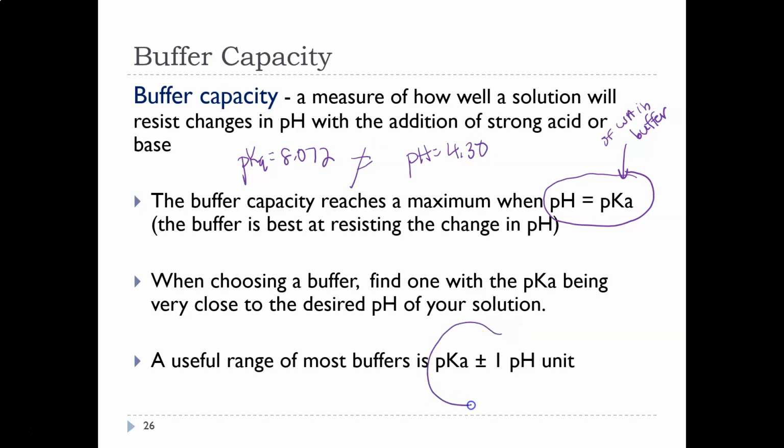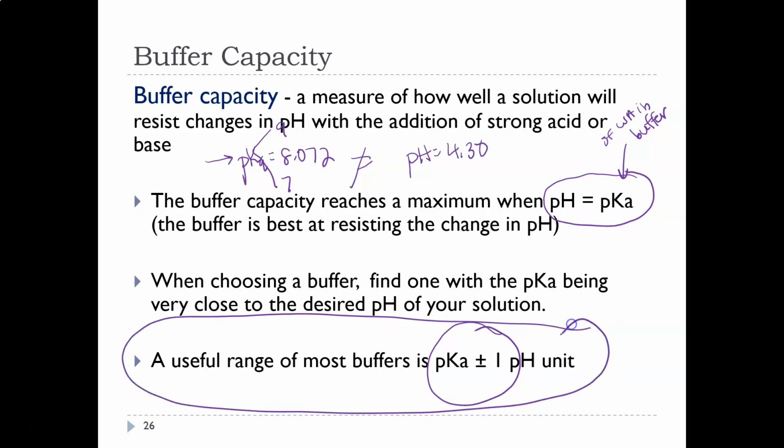Okay, the buffer can only be useful plus or minus 1 pH unit. So that means this chemical could go down to 7 and up to 9. That's the range in which you could make a buffer with the chemical that has the pKa value of 8.072. So you really can't just make every buffer with the same chemical and want it to work. It's specific to the acidity of the acid. So the range for buffers is plus or minus 1 pH unit.